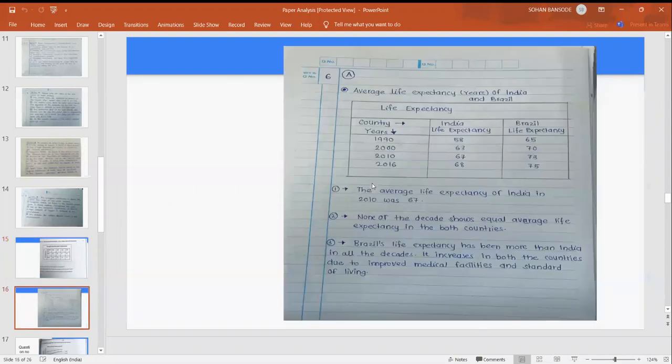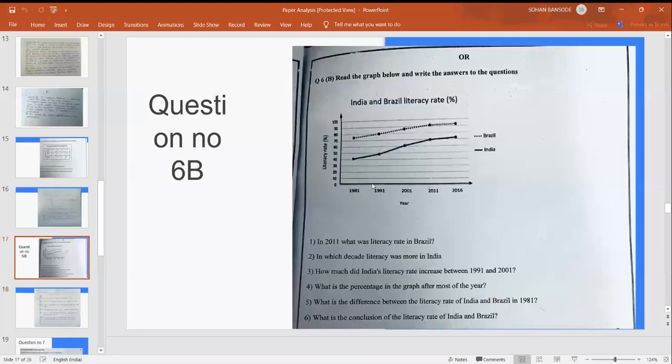Question number 6A and question number 6B: you have to attempt only one of the two, and the marks of only one will be counted. Question number 6B. Try to go for this question because you will get 6 out of 6 marks here. Maybe you draw the graphs, and maybe the examiner finds a few mistakes, so marks can be deducted there. But here there is no chance of marks deduction. You just have to observe the given map or graph, and then write the answers.